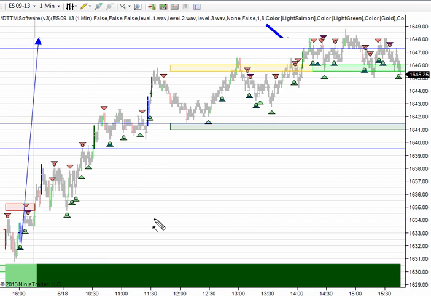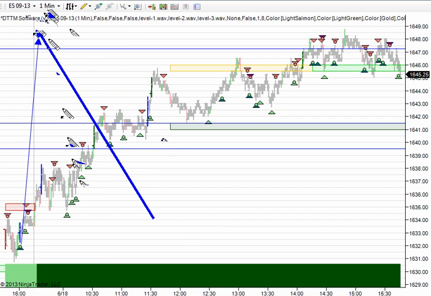And by the way, this is an ES chart, E-mini S&P 1 minute. You can use this on basically any market, any time frame. It's just that I tend to look at the ES on a 1 minute.